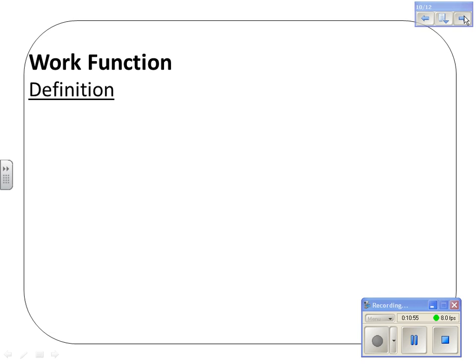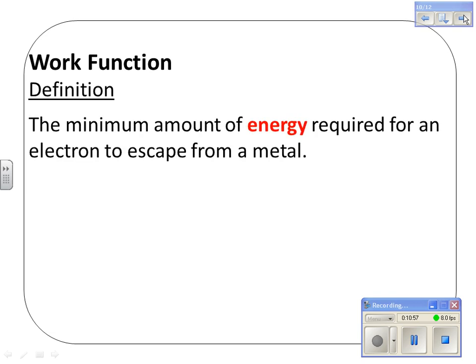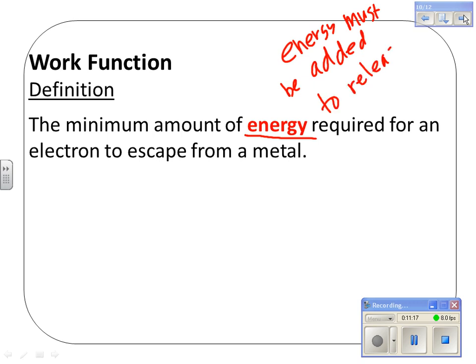A work function is really just the minimum amount of energy required for an electron to escape. So in other words, once again, you have to add energy. Energy must be added to release electrons, okay?